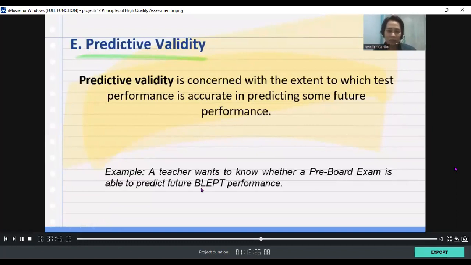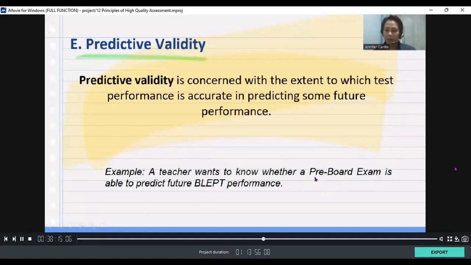So, the LET, the licensure examination, by the way, is now called BLEP. BLEP is the Board Licensure Examination for Professional Teachers. So first, you take mock tests and exercise tests, especially if you take a review, and then there is the pre-board exam. That pre-board exam will predict your performance in BLEP.